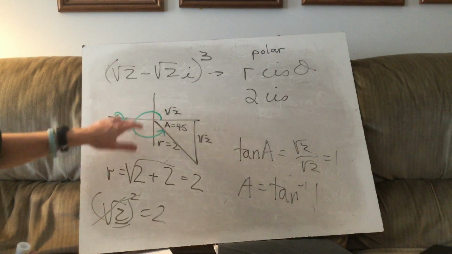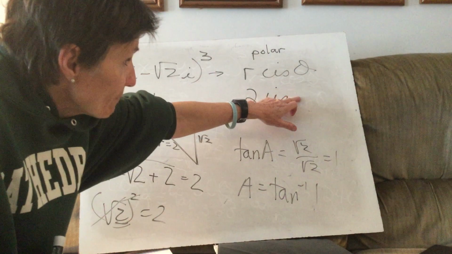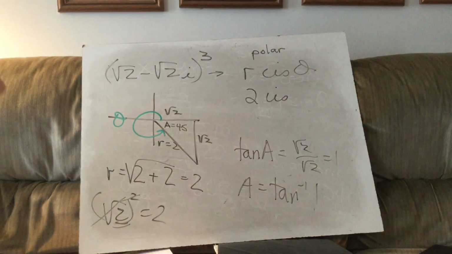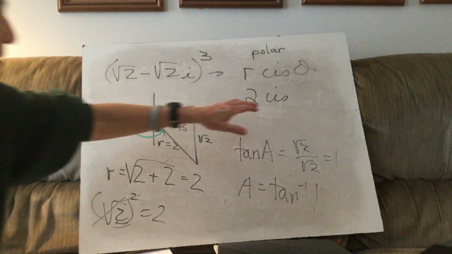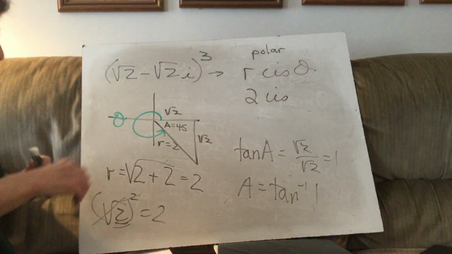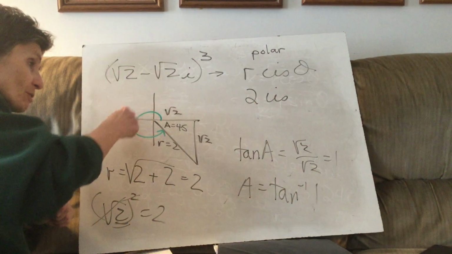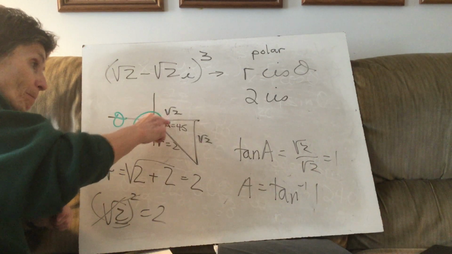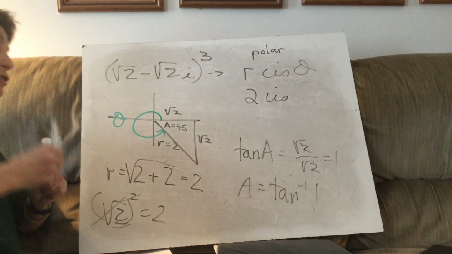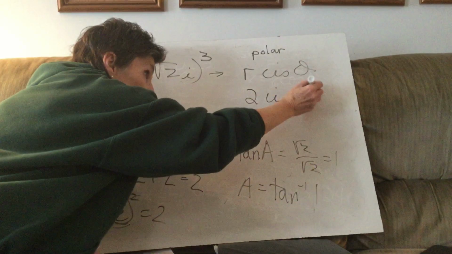Now, what does that make theta, though? Please do not put 45 here. That angle is not 45. How big would that angle be? That angle would be 360 minus 45. So that angle is 315.